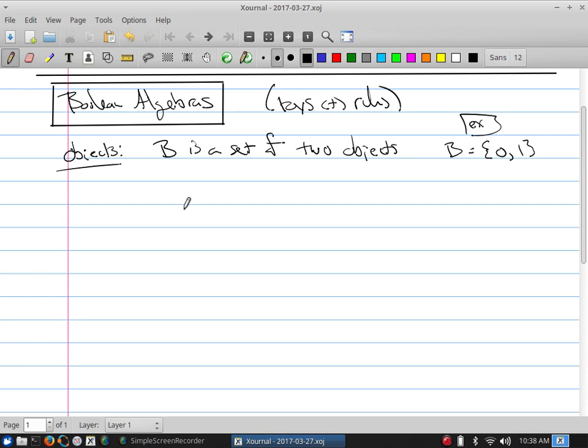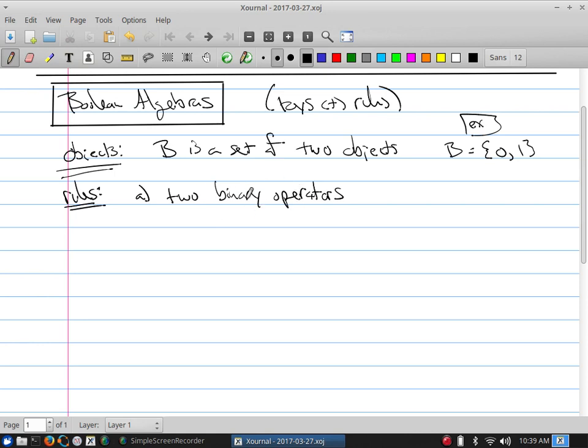So that's my objects. After this comes the rules. I'm going to have a collection of only two things, and I'm going to ask, what can I do with these two things? And what are the restrictions on my rules? The first is we have two binary operators. What's a binary operator? A binary operator is an operator that takes two objects and spits out one object.